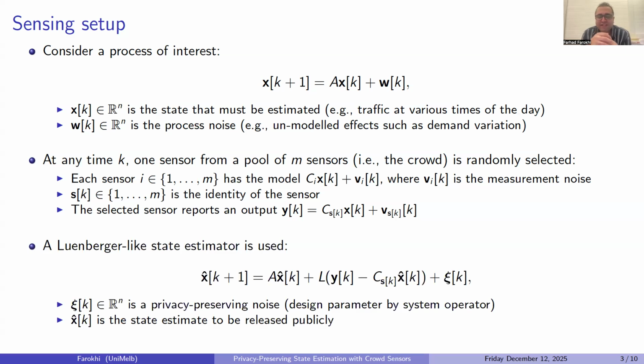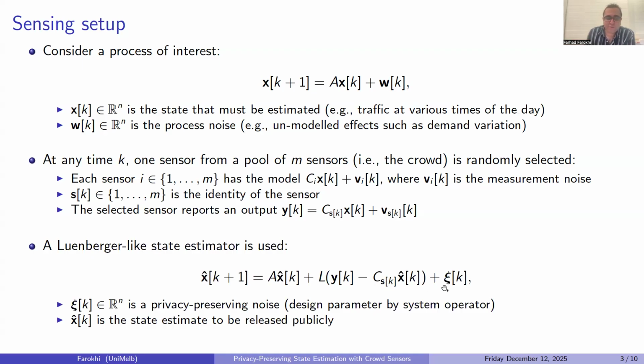Now, these sensor measurements are used by a system operator to construct the state estimate, and we assume a Luenberger-like state estimator. These estimators are very frequently used in control systems and the signal processing society to construct estimates of the states of a system that evolves with time. So you update the estimates based on the model of the system. Notice that this A is the same as the model of the system. And then you have an adjustment term based on the output that you have received to compensate for the errors over time.